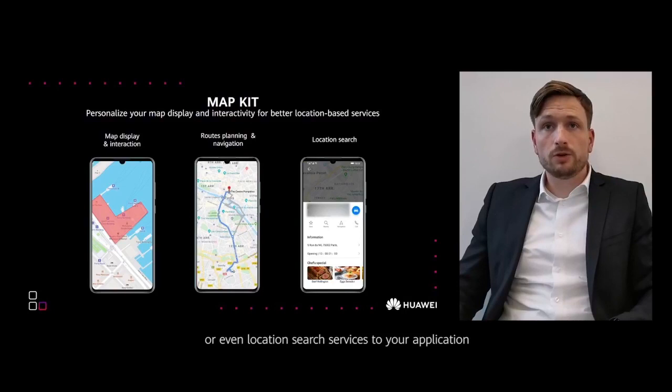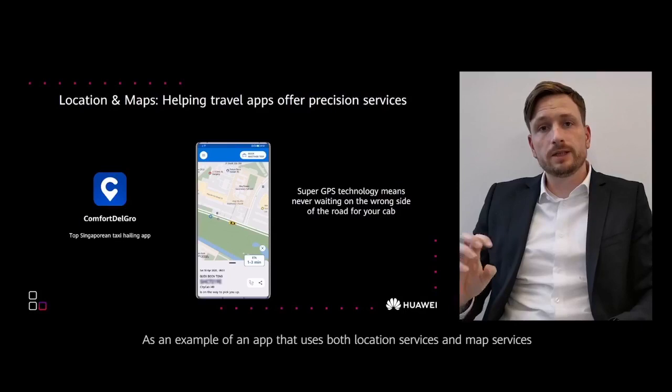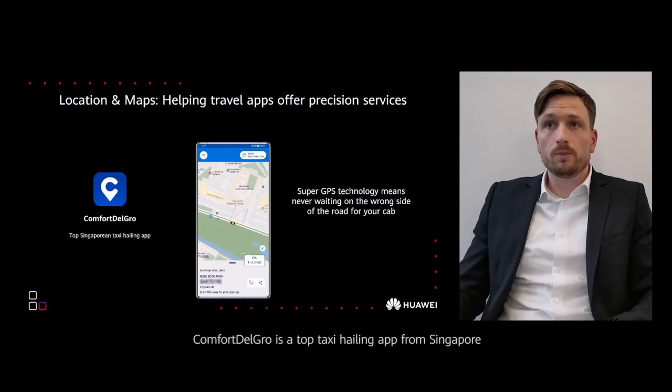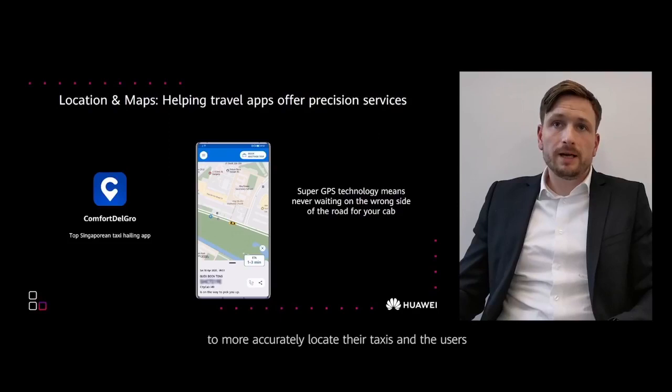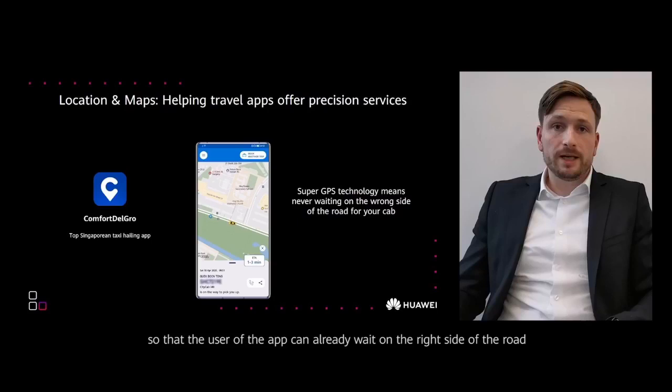As an example of an app that uses both location services and map services, ComfortDelGro is a top taxi hailing app from Singapore that is already integrated with HMS. So they rely on our Super GPS service to more accurately locate their taxis and the users, so that the user of the app can already wait on the right side of the road before the taxi has arrived.